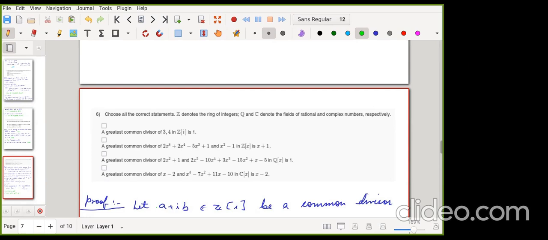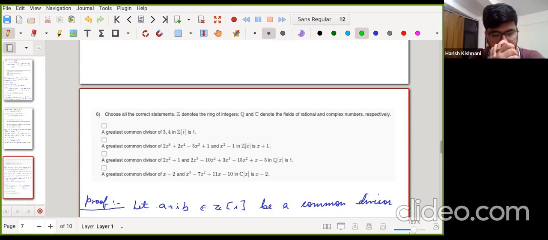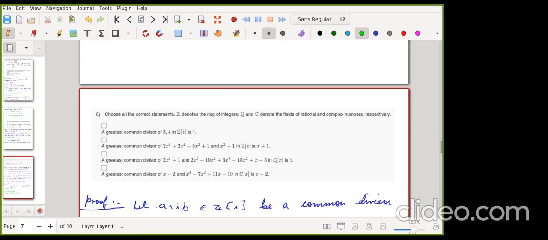So the set of all nth roots of unity. Here we have to take a prime number. The set of all pth roots of unity forms a group under multiplication, where the generator will be cos 2 pi by n plus i sin 2 pi by n, which we take as omega.